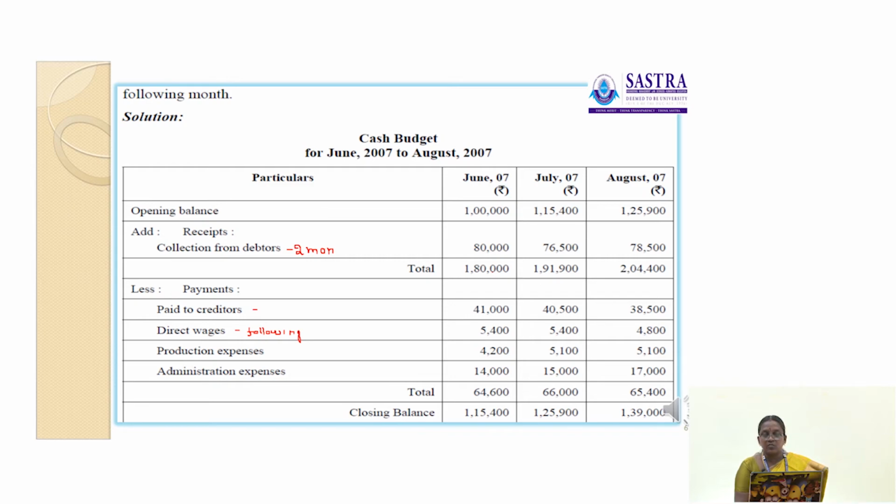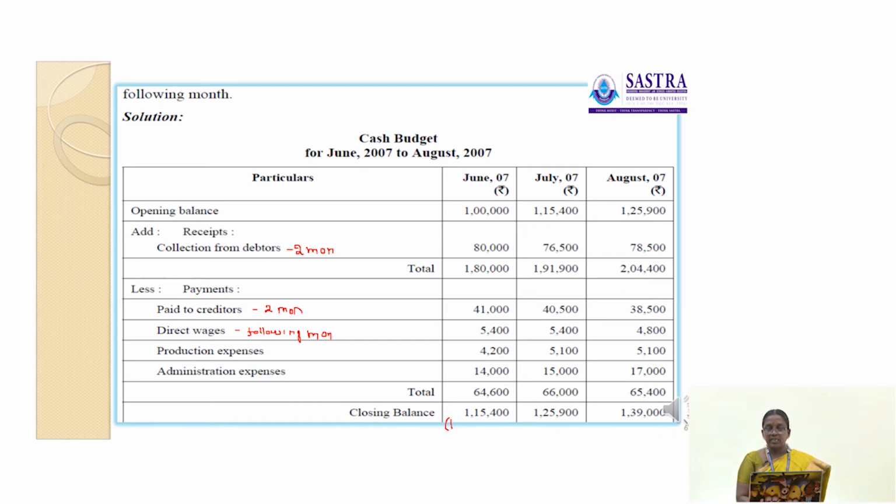Here production expenses rupees 4,200 in the month of June, 5,100 in the month of July, August 5,100. Then administration expenses 14,000 in the month of June, 15,000 in the month of July, 17,000 in the month of August. So, the total of all payments, that is 41,000 plus 5,400 plus 4,200 plus 14,000, the total is 64,600, is the total cash payments in the month of June 2007.